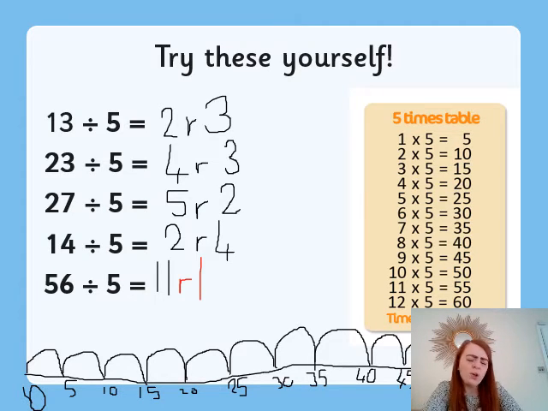So boys and girls, I hope you got them all okay. If you find them quite tricky, I would like it if you just went back and tried them again, using one of those strategies that we've talked about.